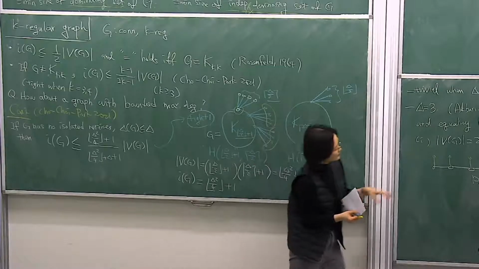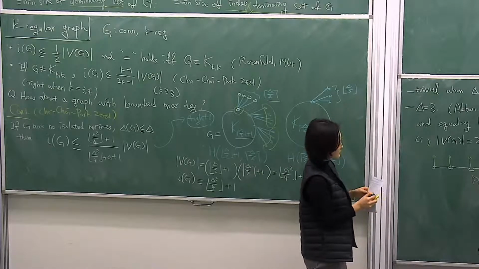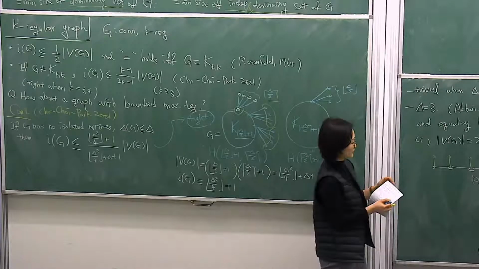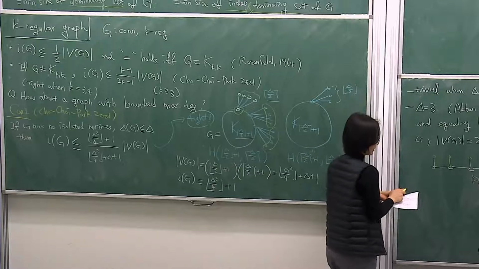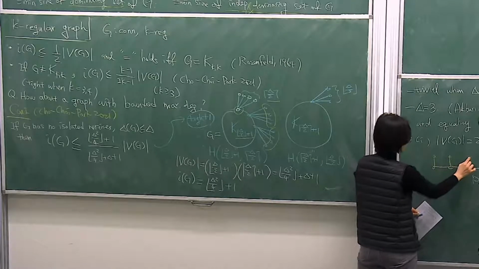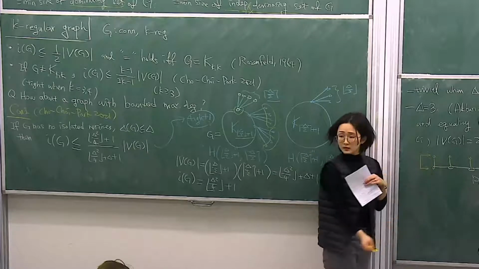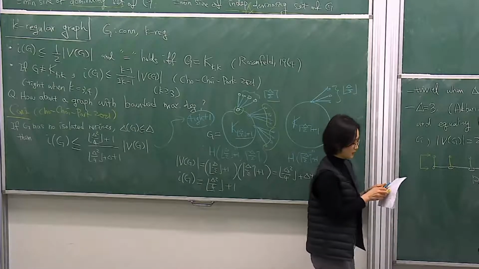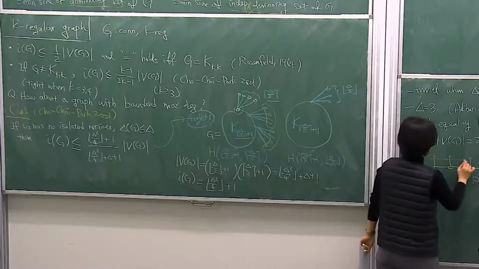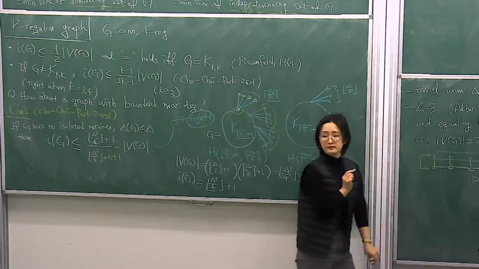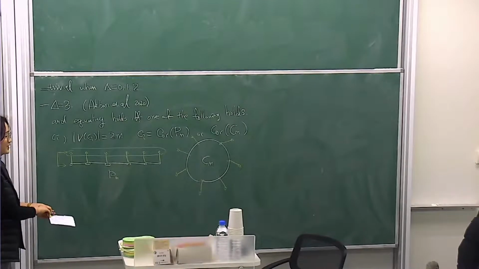For these two graphs, we know that the independent domination number is exactly half of the number of vertices, because for each of these yellow edges, we have to pick either this one or this one. So the independent domination number is at least half, and we can take this set.